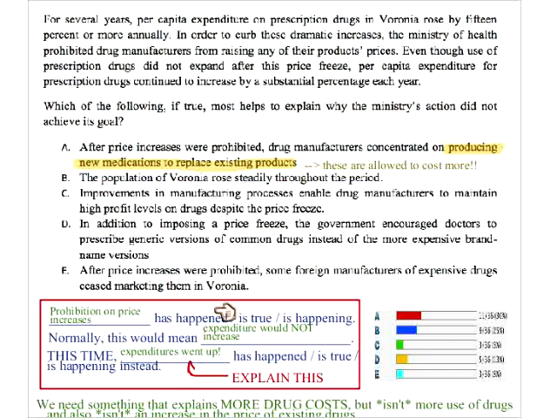Other answer choices that people picked: the population rose steadily. This is all per capita, so the population doesn't make any difference. Because if we're doing things per capita, then the population size is irrelevant. So the stats are per capita.